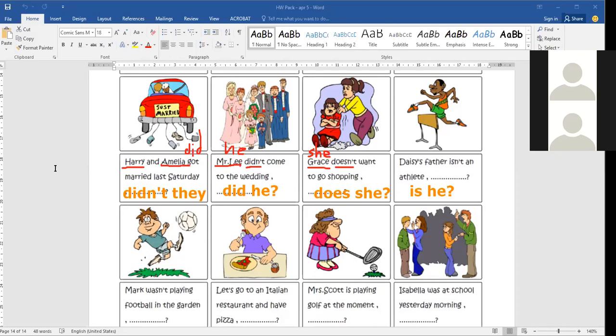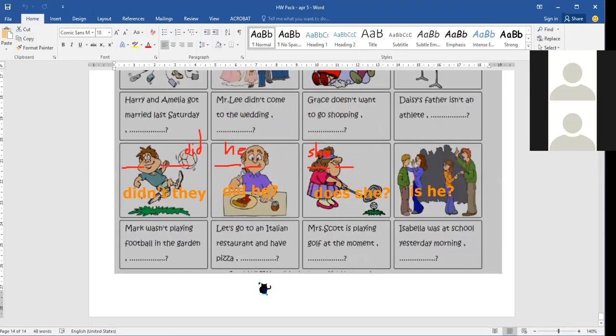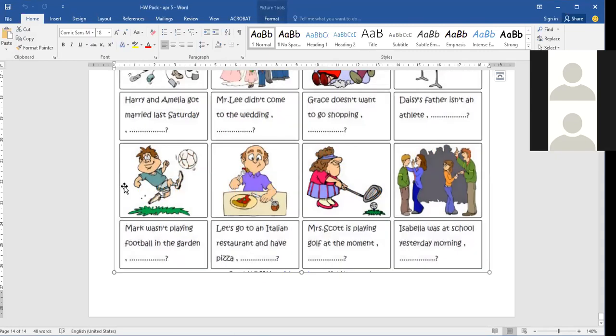All right, next row, kids. We're getting better. Some of these are a little difficult here. And Vitu, can you try this next one, please? We have Mark, who is a boy, and our verb wasn't. Mark wasn't playing football in the garden. Was he? Perfect. All right. Mark wasn't playing football in the garden, was he? Yes, he was, apparently.